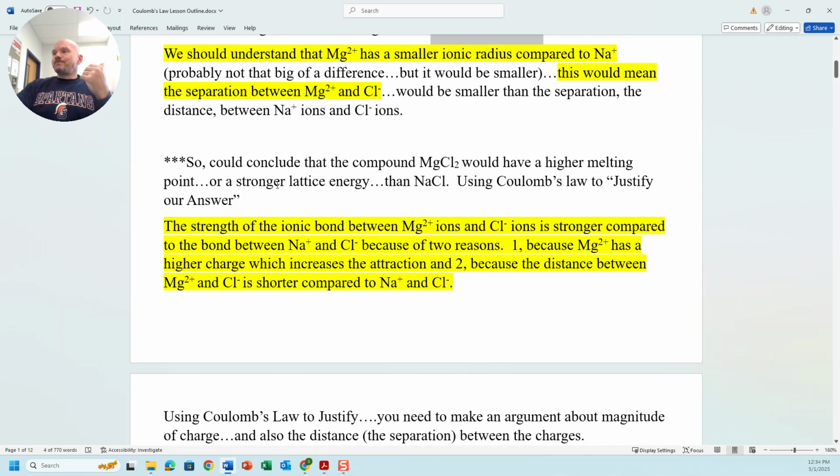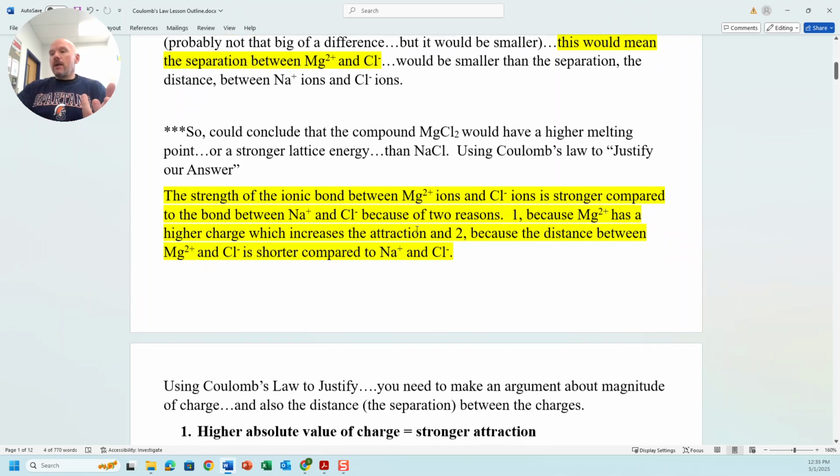So if I asked you which has a higher melting point or a greater lattice energy, magnesium chloride or sodium chloride, it's magnesium chloride. And if you had to explain it using Coulomb's law, I would explain both reasons. The charge of magnesium is higher than the charge of sodium, so according to Coulomb's law, that's going to increase the attractive force. But also, magnesium is smaller than sodium in terms of atoms and ions. A magnesium ion is smaller than a sodium ion, so it's going to get closer to a chloride ion and therefore have a stronger interaction. Okay?